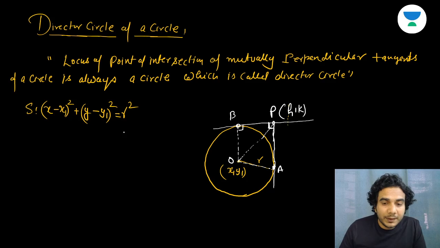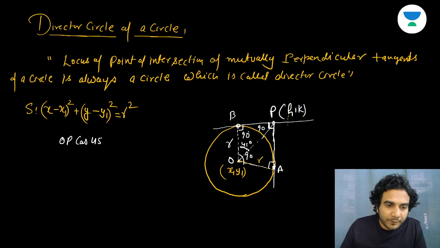Do we know OP? Yes, we know OP because this OB is r. This angle between the tangents is 90 degree. This is 90 degree, this is 90 degree, so this angle will also be 90 degree, right? So this angle will be 45 degree. And if it is 45 degree, then OP cos 45 is equal to r, right? So you'll get OP is equal to root 2 r.